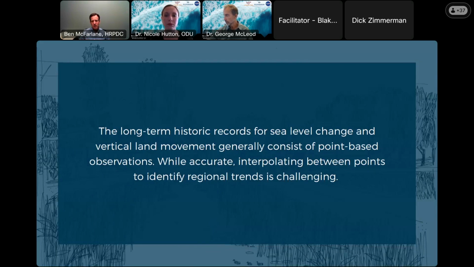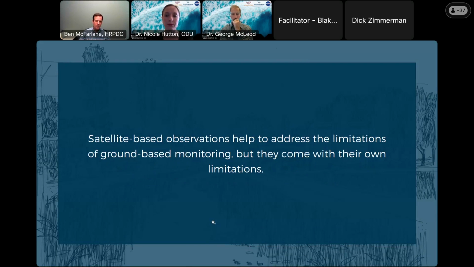So, some takeaways. One, generally our record or our observations consist of point-based data, which is great. It's super accurate, but interpolating between that to really see what's going on at the larger scale is a challenge. The satellite data really helps us to address those limitations, but they do have their own limitations, right? There are certain issues with accuracy, availability, and ability to process the data.